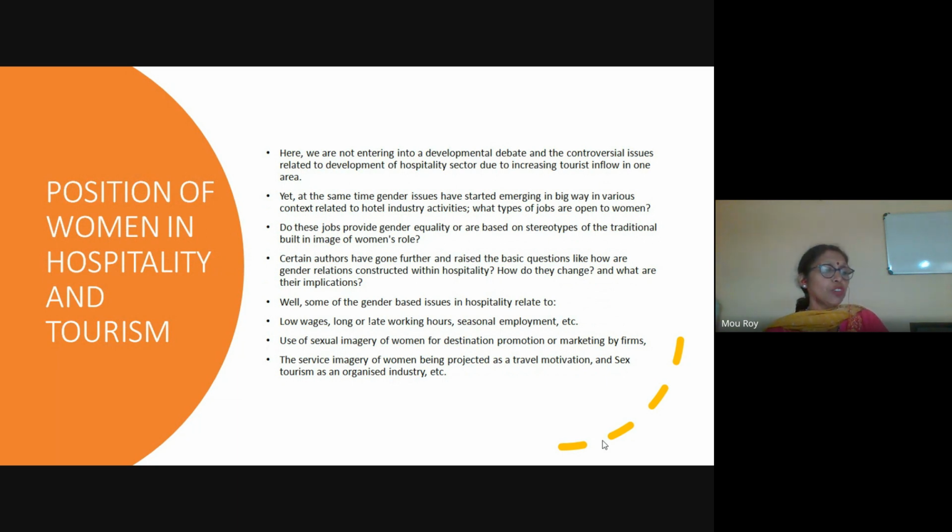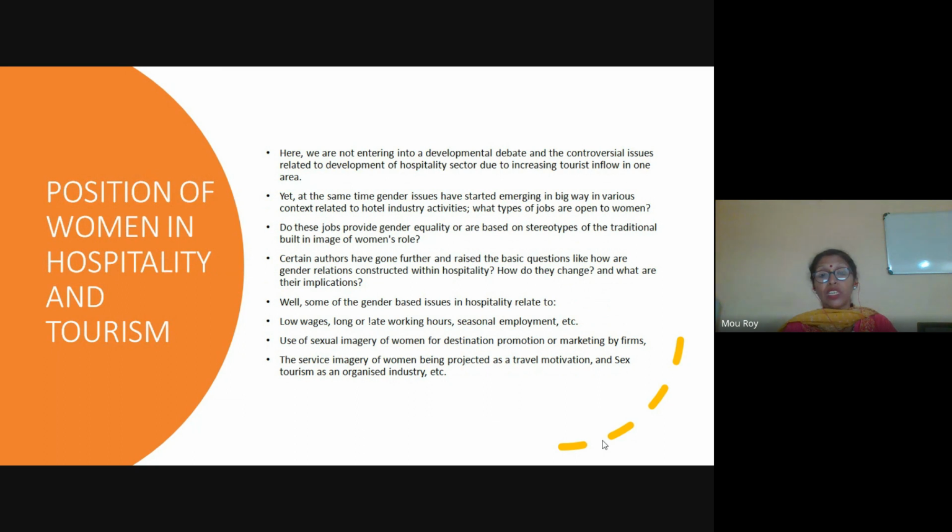Another important consideration regarding the position of women in hospitality is the need for equal opportunities for career advancement and leadership roles for all employees, regardless of gender. So there should not be gender bias, and this involves actively promoting diversity and inclusion in hiring and promotion practices, as well as providing mentorship and support to women and other underrepresented groups in the industry.